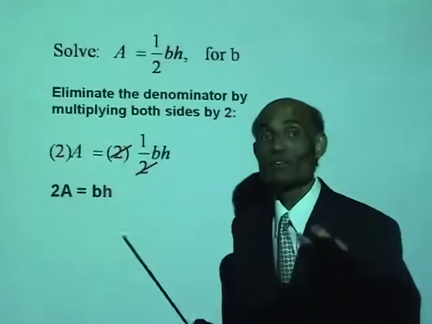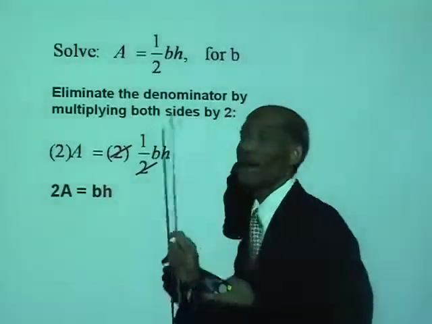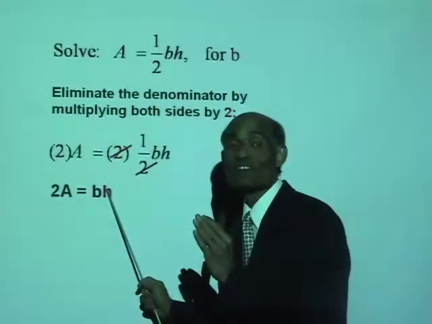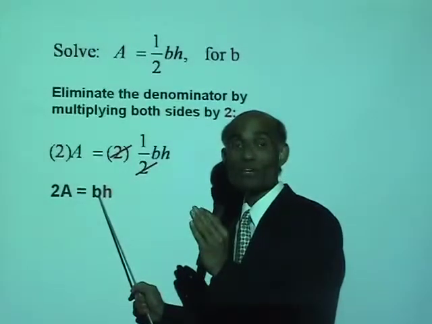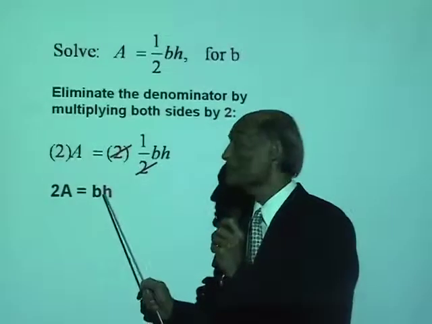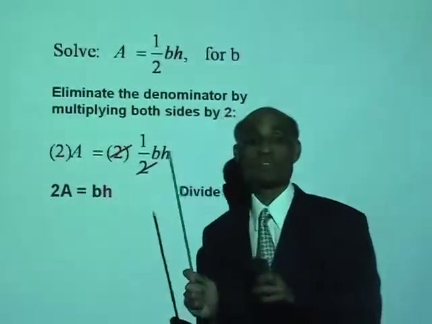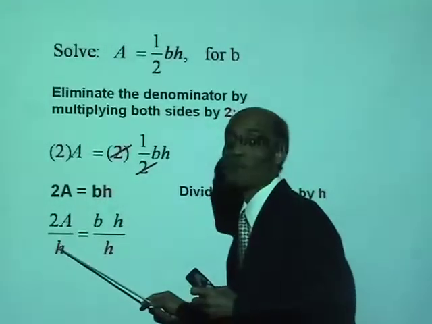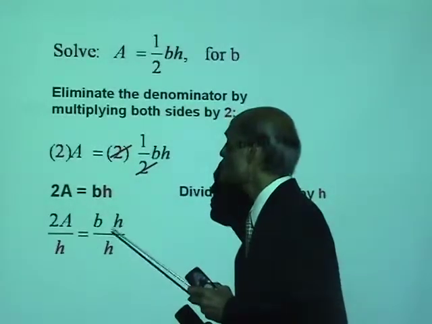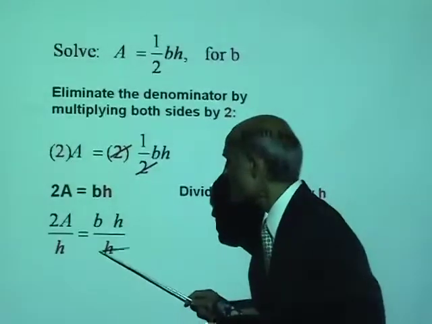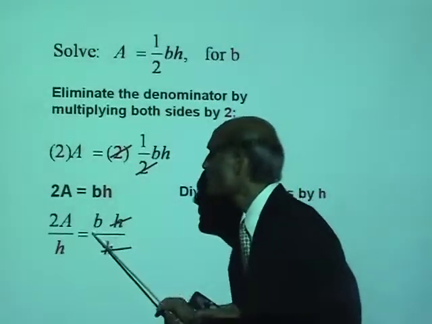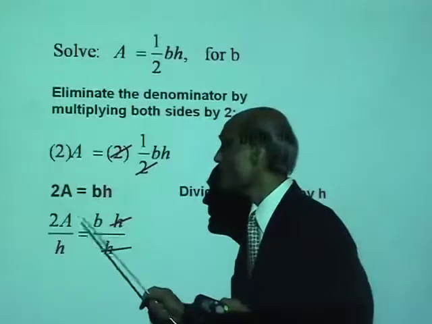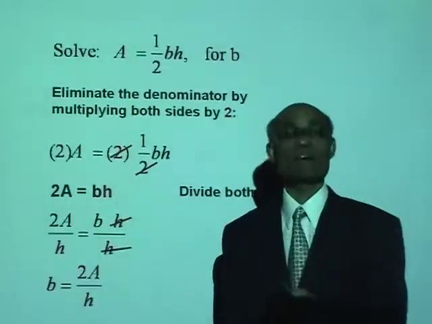What are we solving for? We are solving for B. That means we need to get B alone on one side. So this H, which is a coefficient of B, needs to go. What will you do? Divide both sides by H. So divide the left side and the right side by H. 2A divided by H equal to BH divided by H. And on the right side, H and H cancel, leaving you with B alone. We have now solved for B. B equal to 2A divided by H.